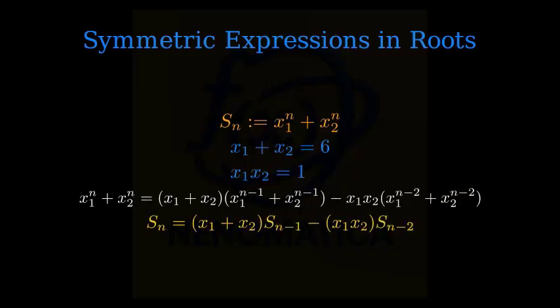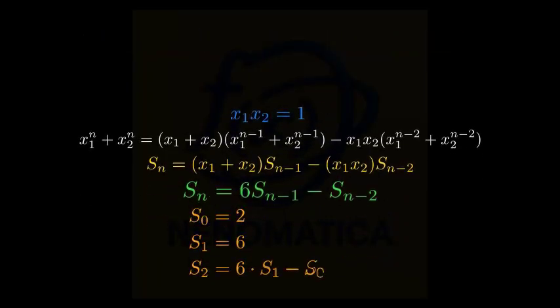Start from the binomial identity x sub 1 to the n plus x sub 2 to the n equals x sub 1 plus x sub 2 times x sub 1 to the n minus 1 plus x sub 2 to the n minus 1, minus x sub 1 x sub 2 times x sub 1 to the n minus 2 plus x sub 2 to the n minus 2. Substituting the Vieta values, we obtain s sub n equals 6s sub n minus 1 minus s sub n minus 2. Let us compute the first few terms.